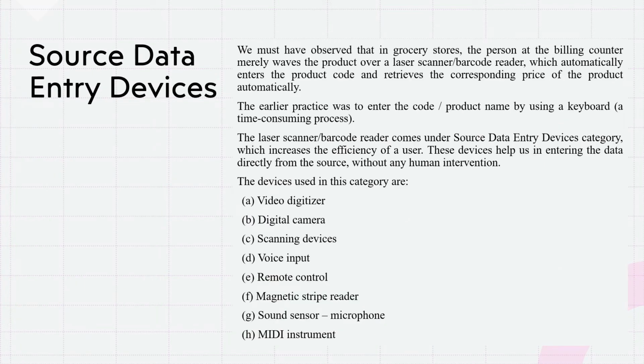We come now to something known as source data entry devices. We have observed that in grocery stores, the person at the counter merely waves the product over a laser scanner or barcode reader, which automatically enters the product code and retrieves the corresponding price of the product. The earlier practice was to enter the code or product name by using a keyboard, which was a time-consuming process. This laser scanner or barcode reader comes under the source data entry devices category, which increases the efficiency of a user. These devices help us in entering the data directly from the source without any human intervention.